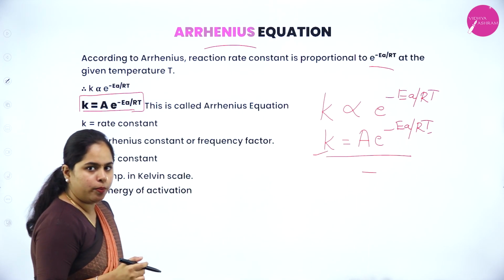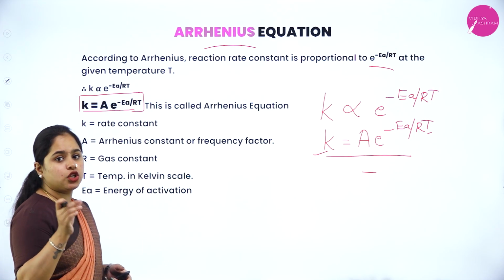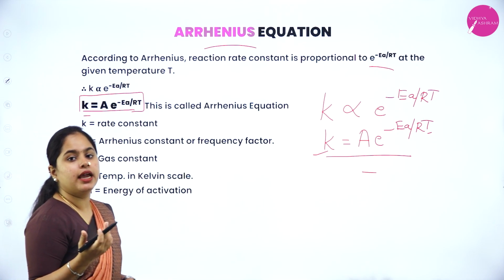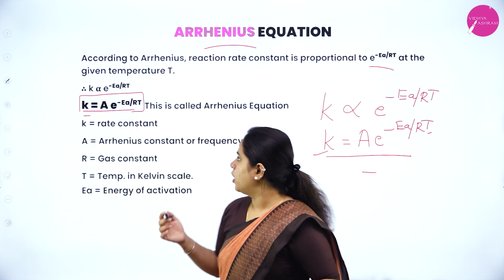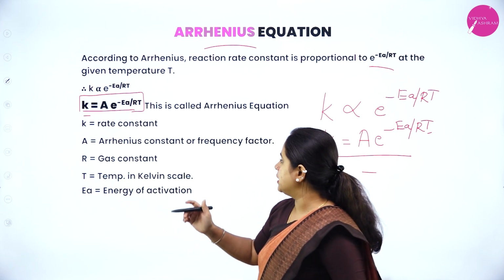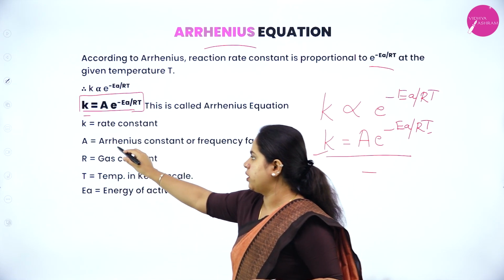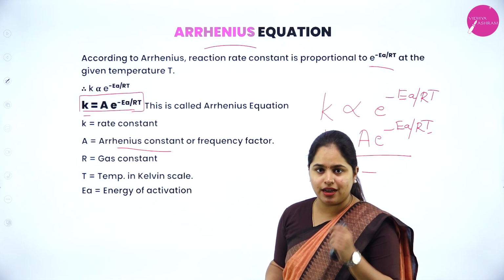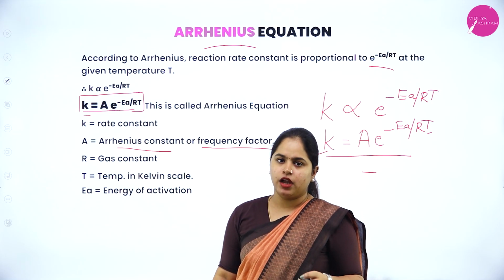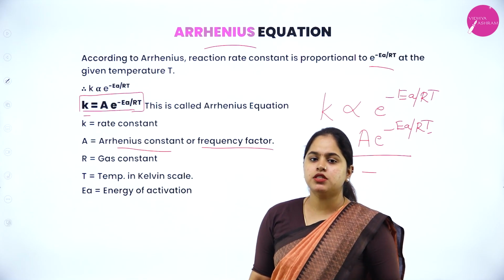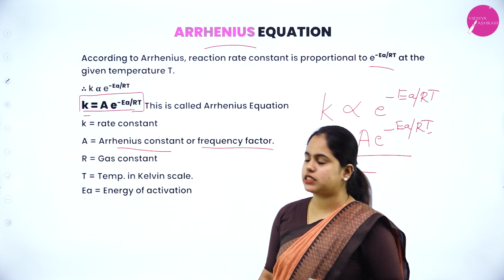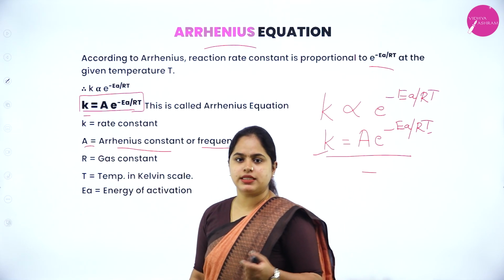Okay, so I hope it is clear. Now let's see each one of the terms in this equation. What is k? We already know what k is. k is called the rate constant. Now A is a constant, and the constant name is Arrhenius constant. It is the Arrhenius equation, so it is the Arrhenius constant, or you can also call it the frequency factor. If a question comes to find the Arrhenius factor or frequency factor, what you have to calculate is A.